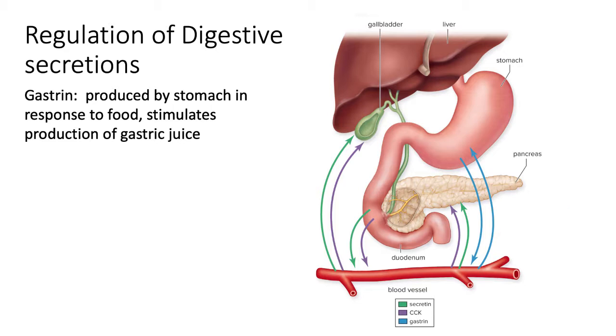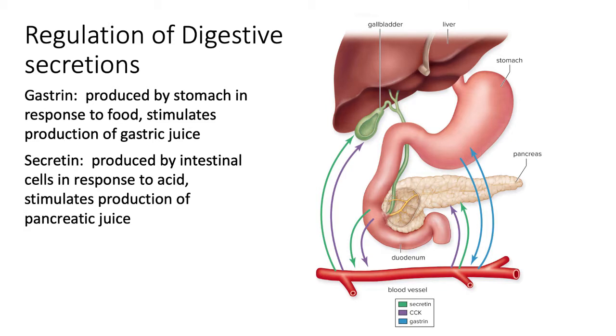Cells in the wall of the duodenum also produce two hormones, cholecystokinin and secretin. Secretin is produced in response to the presence of acid in the duodenum. Remember that chyme released from the pyloric sphincter is very acidic with a pH of 2. When this hits the duodenum, it causes the release of secretin, the green arrow. Secretin enters the bloodstream and stimulates the pancreas to release pancreatic enzymes.